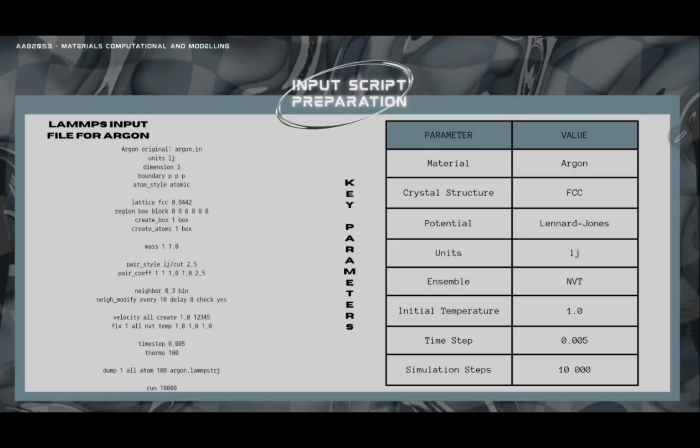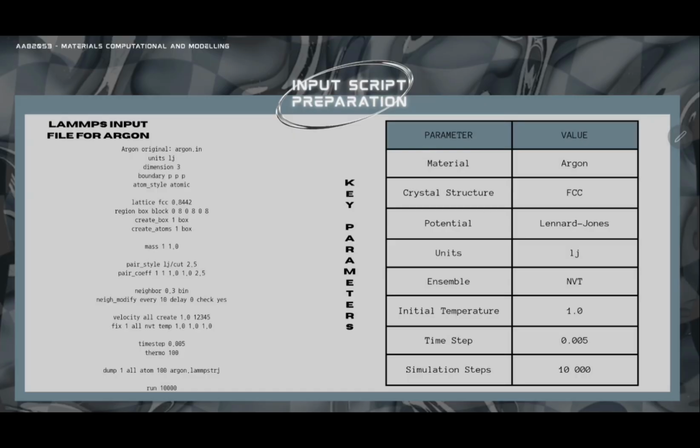To execute the simulation, we saved the input file as argon.in, opened command prompt, navigated to the folder containing the input file, and entered the command lmp.exe -in argon.in. Once the simulation finished, LAMMPS generated the output files, including the trajectory file argon.lammpstrj and the log file log.lammps.